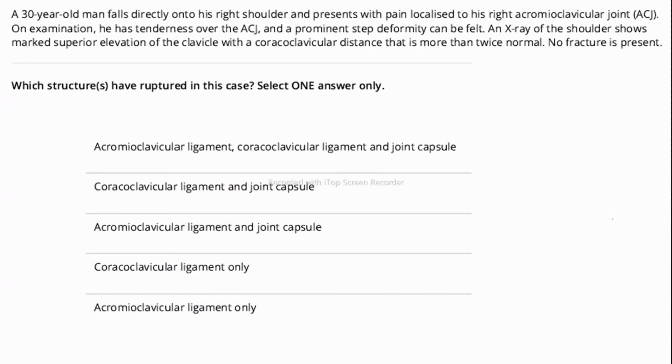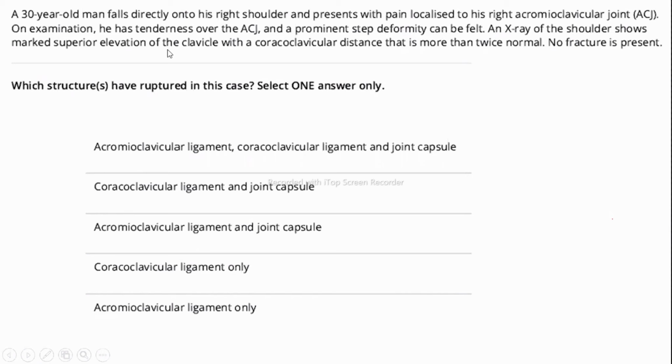So here regarding the special tests, the scarf test. He has tenderness over the acromioclavicular joint. What does it mean? Inflammation, so acromioclavicular joint pathology. And a prominent step deformity can be felt. What does it mean, step deformity? Displacement of the clavicle.